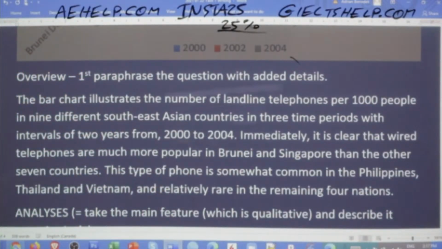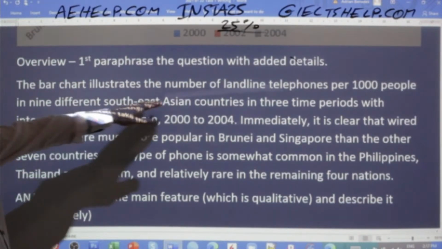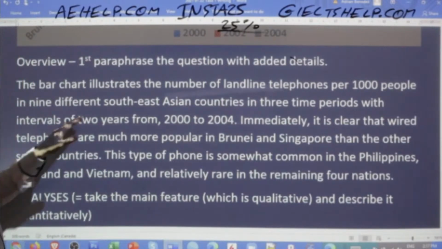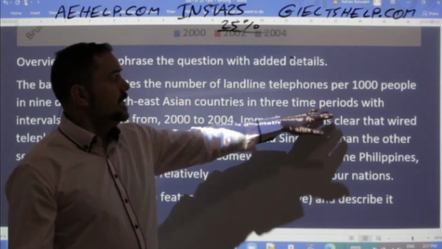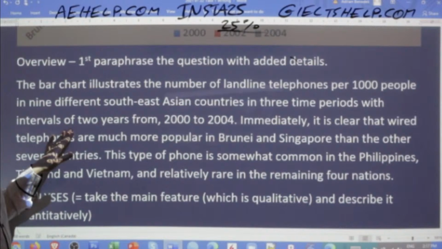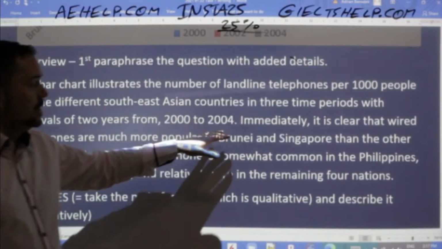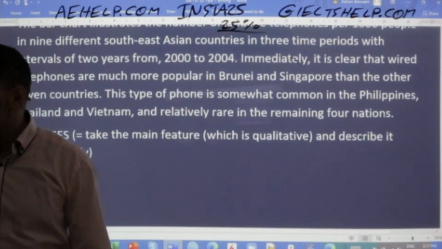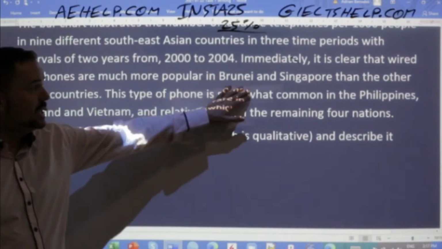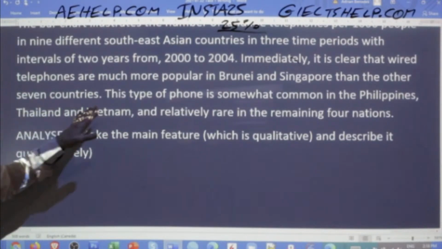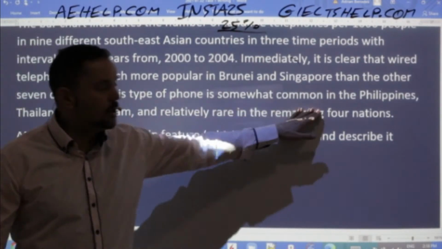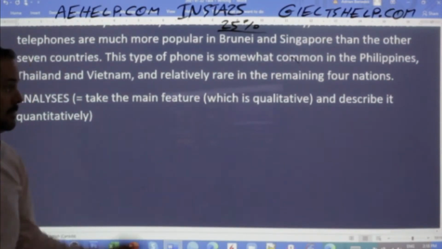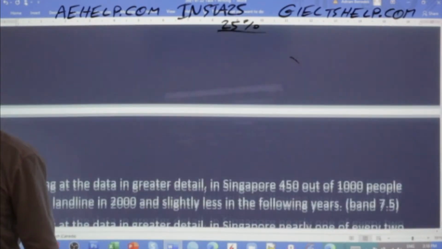Okay, here we go from the top, everyone. So the bar chart illustrates the number of landline telephones per 1,000 people in 9 different Southeast Asian countries in 3 time periods with intervals of 2 years from 2000 to 2004. Immediately, it is clear that wired telephones are much more popular in Brunei and Singapore than the other 7 countries. This type of phone is somewhat common in the Philippines, Thailand, and Vietnam, and relatively rare in the remaining 4 nations.